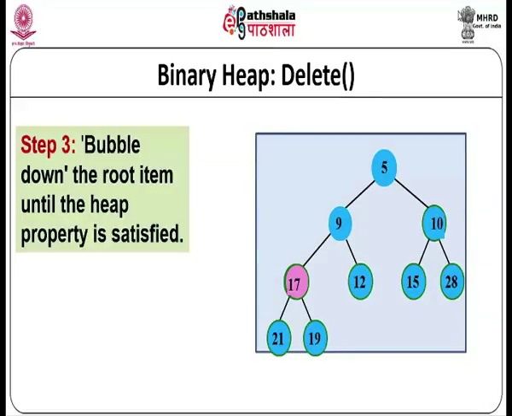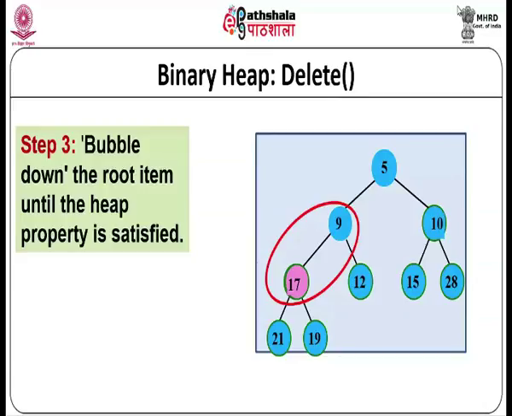Now, we compare 17 with 21 and 19, we find the heap order property is satisfied. So, we have completed the process. Now the binary heap is satisfying the heap order property and the deletion process is complete.